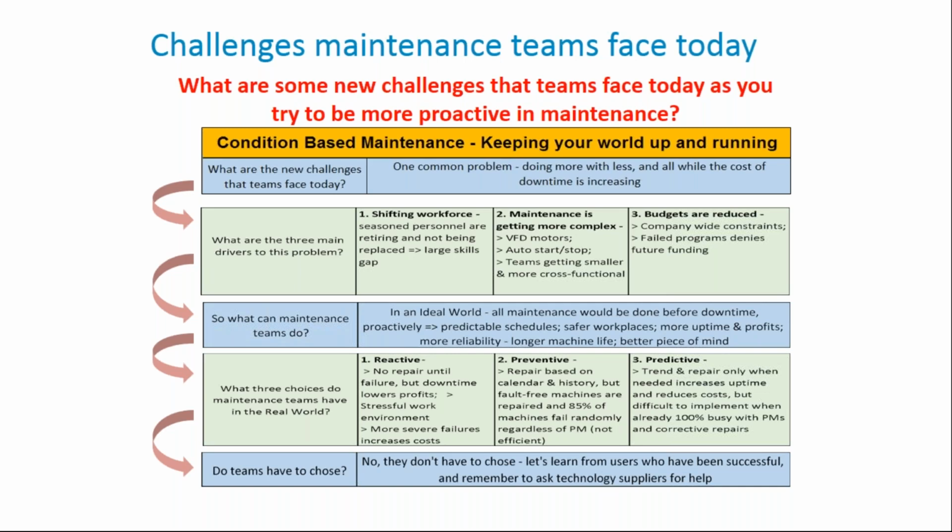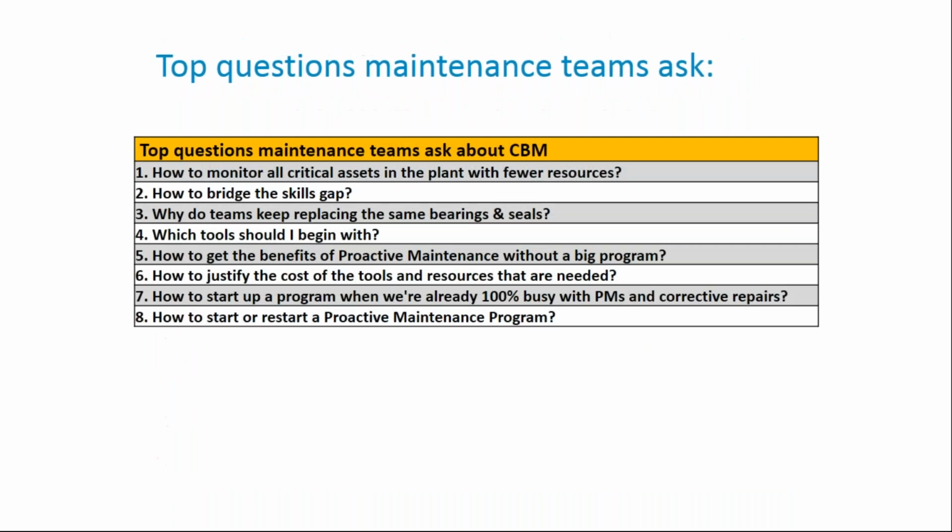Well, there are some ways that we can learn from others and learn who's been successful and how they've done that. So let's look into what other people have been successful with, and let's see if we can come up with some ideas. The top 8 questions that maintenance teams have asked, and that's what we're going to go over, are: how do you monitor all your critical machines with fewer resources? How do you bridge the skills gap? Why do we keep replacing the same bearings and seals? What tools do I start with?